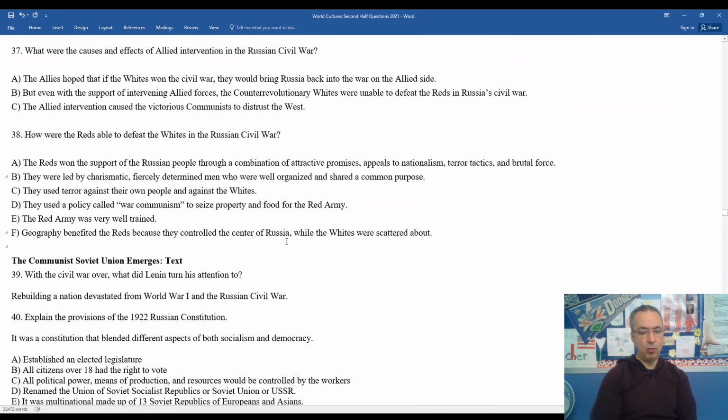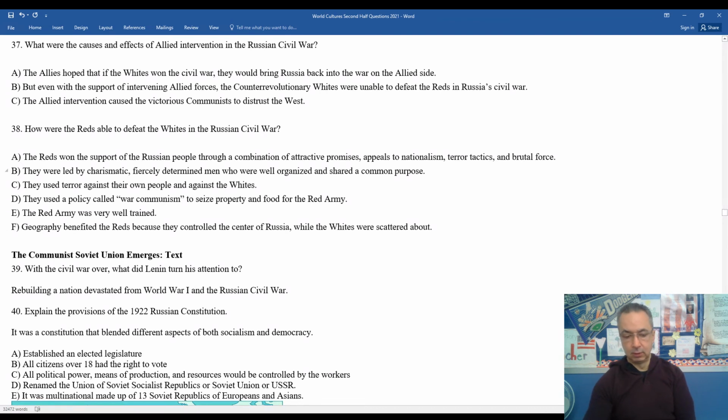With the Civil War over, what did Lenin turn his attention to as we look at number 39? Rebuilding a nation that was devastated from both World War I as well as the Russian Civil War. 40, explain the key provisions of the 1922 Russian Constitution.